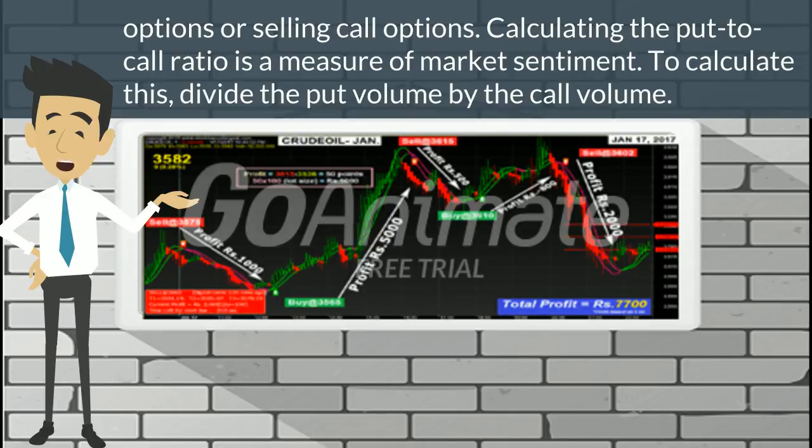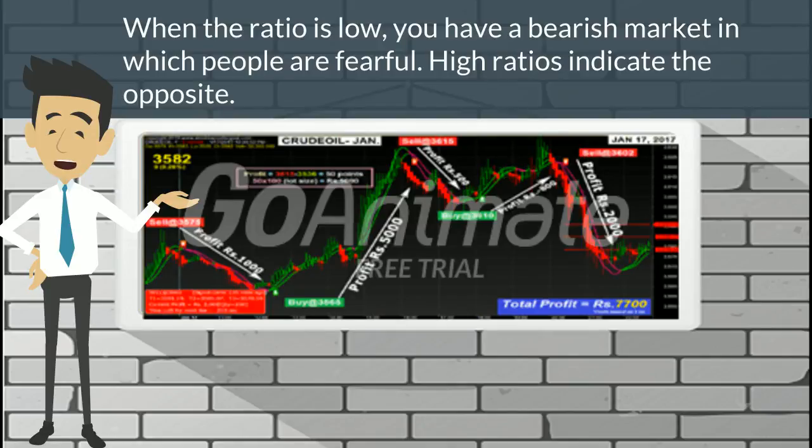Calculating the put-to-call ratio is a measure of market sentiment. To calculate this, divide the put volume by the call volume. When the ratio is low, you have a bearish market in which people are fearful. High ratios indicate the opposite.